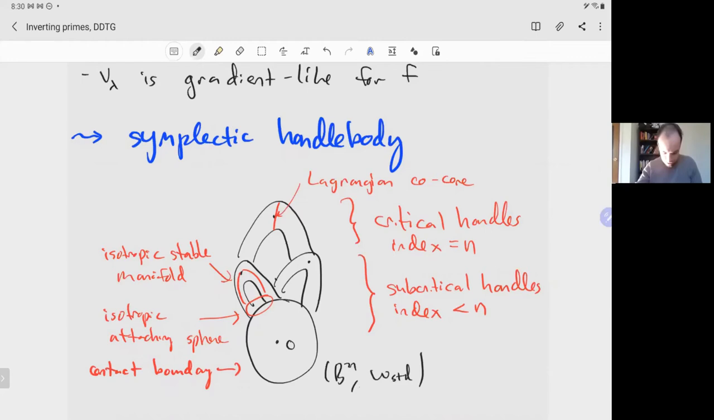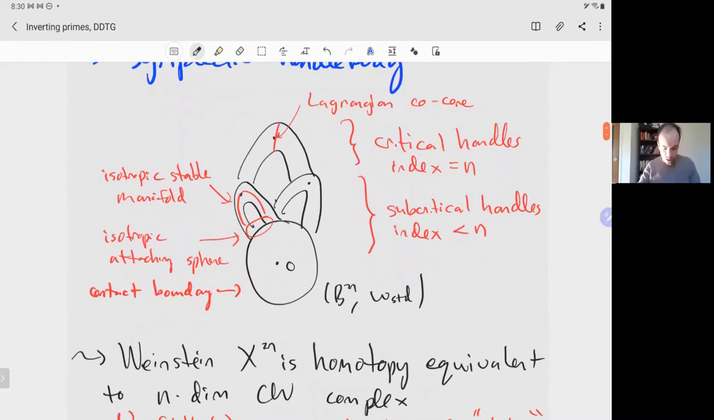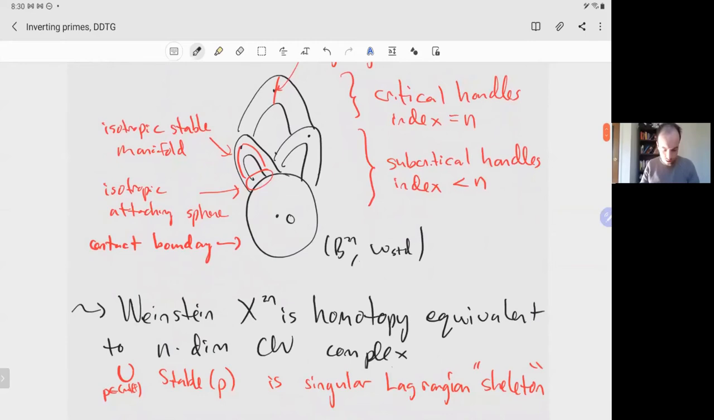So observe that this means that any Weinstein domain X is actually homotopy equivalent to an n-dimensional CW complex, because it admits a Morse function, all of whose critical points have index at most n. The whole thing retracts to the union of the stable manifolds, which is this n-dimensional CW complex I mentioned. And this is a singular Lagrangian. It's called the skeleton of the domain, because the whole domain retracts to the skeleton. So basically, you should think of a Weinstein domain, a Weinstein manifold, as kind of a cotangent bundle of a singular manifold.